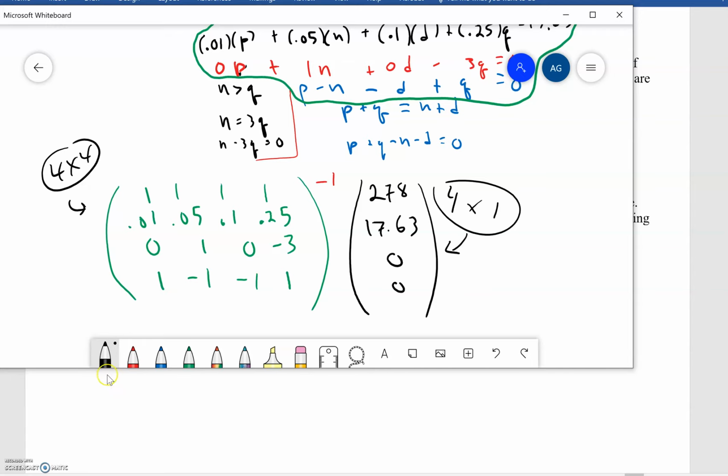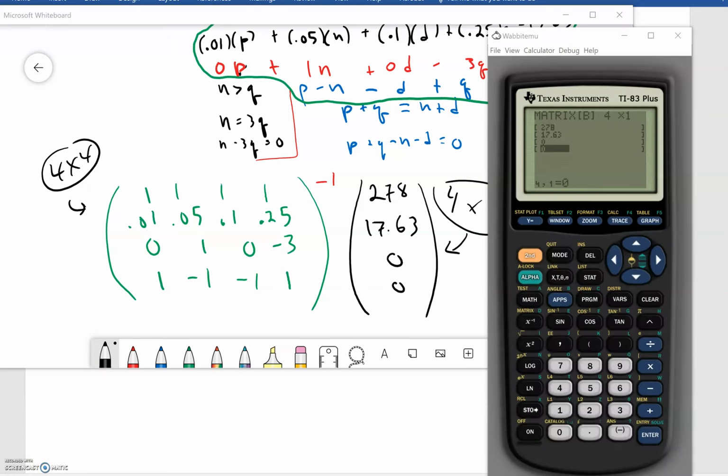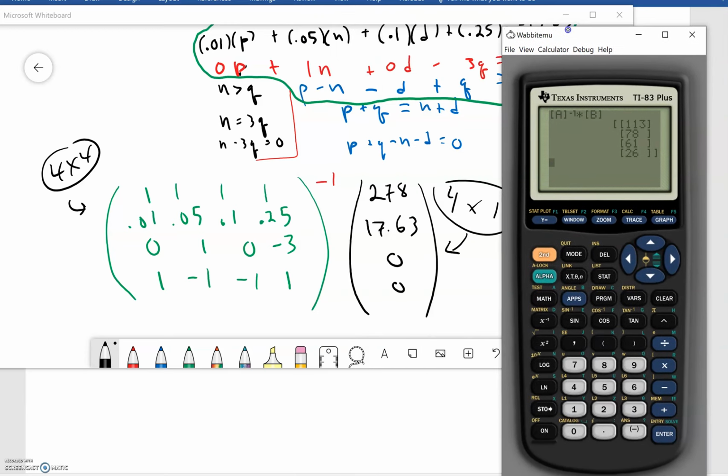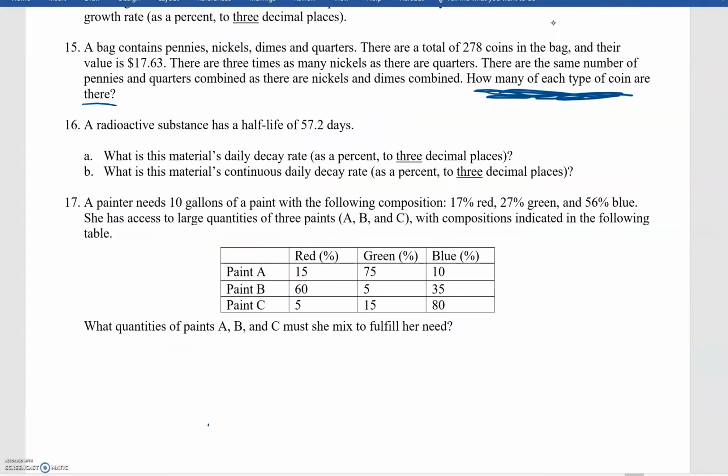I'm going to do some of this off camera now. Okay, so I went off camera and typed in these 2 matrices. As you can see here, this is the B matrix, and I did the A one as well. So now I'm ready to do this multiplication. I call it A inverse, and I multiply it by matrix B. And I get a 4 by 1 matrix. And this is pennies, nickels, dimes, quarters. All right. So that's number 13, I think. I'm sorry, no, that's number 15. Number 15. And we'll finish number 16 and 17 in the next video.